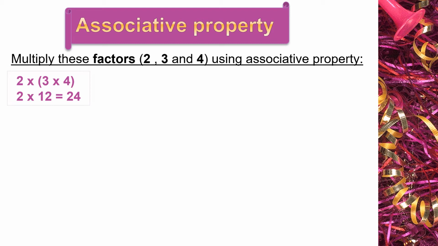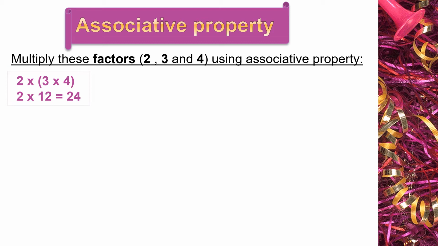Like here, what I did, I multiplied 3 times 4 equals 12. Then I will multiply 2 times 12. Okay, so I took the product of 3 and 4, which is 12. Then I will multiply it by 2. 2 times 12, 24. Okay, can I have another order for these factors?